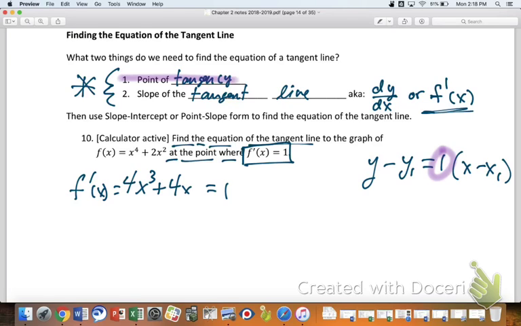So use your calculator to solve that equation, either by using the intersection feature, or you could move the 1 over and use the 0 finder. Same thing, whatever you choose. So you could do this: 4x cubed plus 4x minus 1 equals 0. And then just use your 0 finder to solve it. It's supposed to be a weird decimal. It'll be some decimal, yeah.